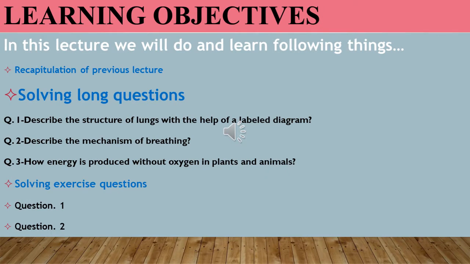Dear students, in this lecture we will do and learn the following things in detail. First of all, we will have an overview of the previous lecture, then we will compose the answers of long questions. Q1, describe the structure of lungs with the help of a labeled diagram. Q2, describe the mechanism of breathing. Q3, how is energy produced without oxygen in plants and animals. We will also solve exercise questions, question 1 and question 2.